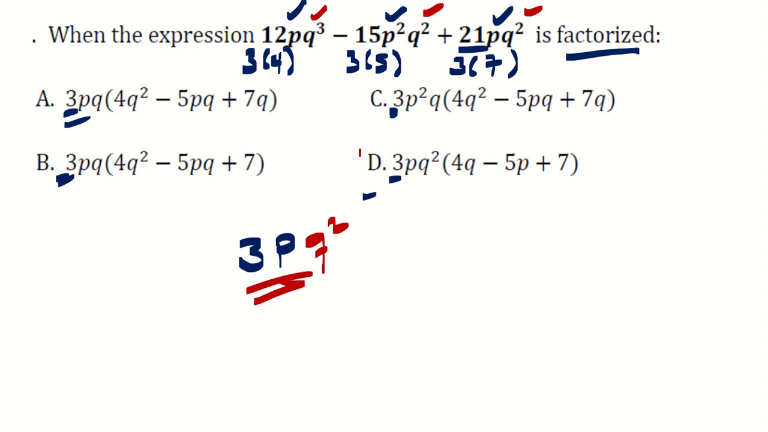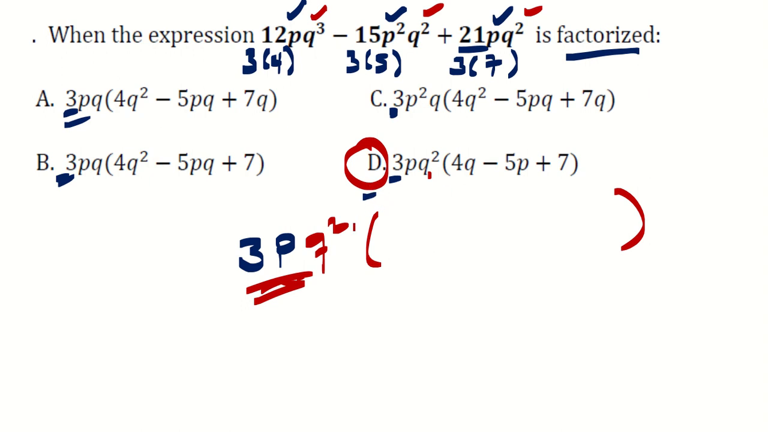Okay, when you are factorizing, we need to take out this one as a common factor. Then the remaining part will be written in the bracket. So which one contains this? The D, 3p q square. But C is 3p square q, and A and B are the same. So the answer must be D.